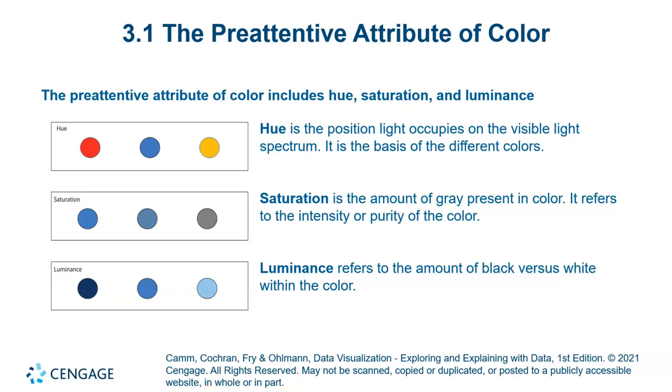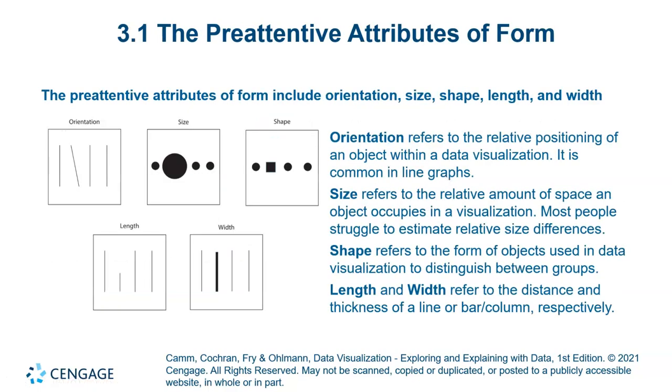So saturation is basically the amount of grayness in a color, while luminance refers to the amount of black versus white within the color, right? So we will have some different examples on that one.